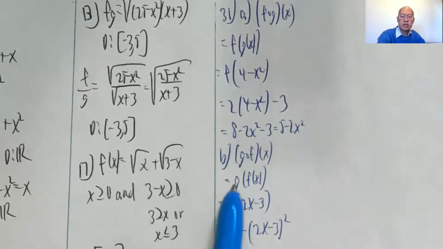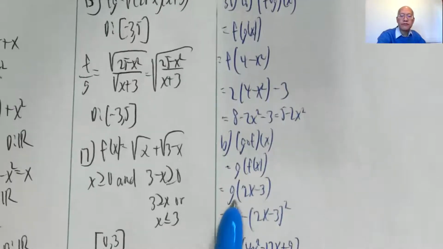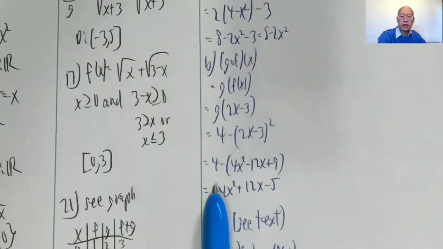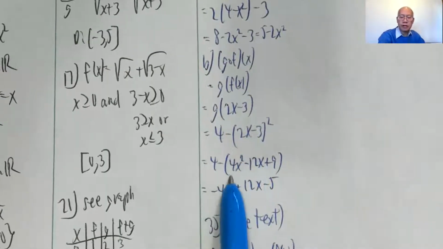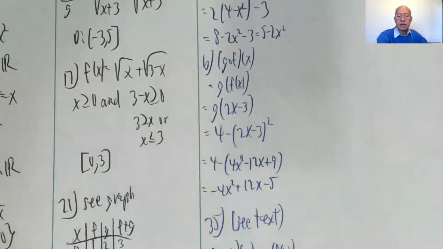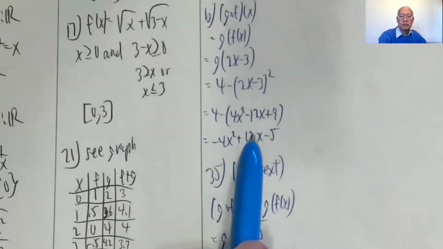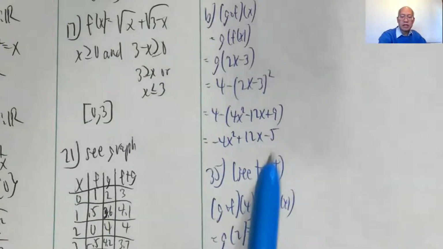g∘f, g of f of x. f of x is 2x minus 3, and now that goes in for the function g. g goes 4 minus whatever you feed it squared. So it's 4 minus the square of this, 4 minus (4x squared minus 12x plus 9). Clean it up: negative 4x squared plus 12x plus 4 minus 9 is a minus 5.